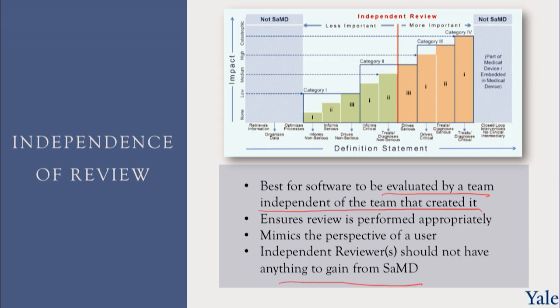What the graph shows is, remember the four risk categories from the IMDRF, classes 1 to 4, and the independence of review gets more important as we get towards these higher classes and we get to situations where it is more critical for the patient. It's more useful, it's more important to have this kind of extra level as the software gets more critical.